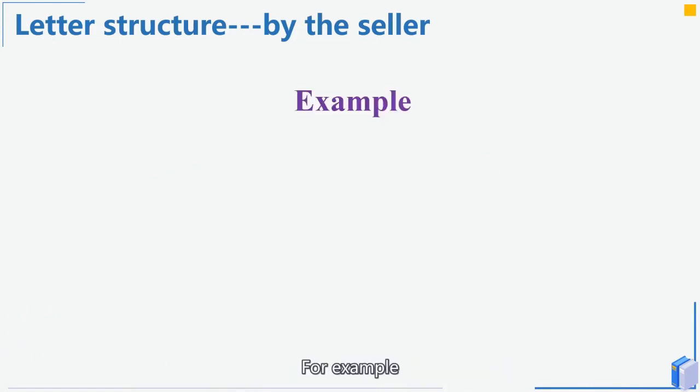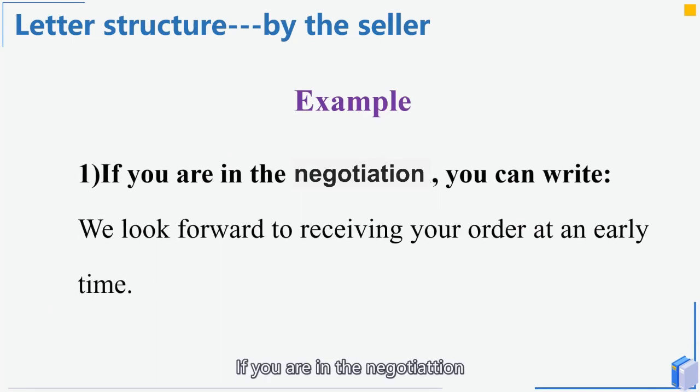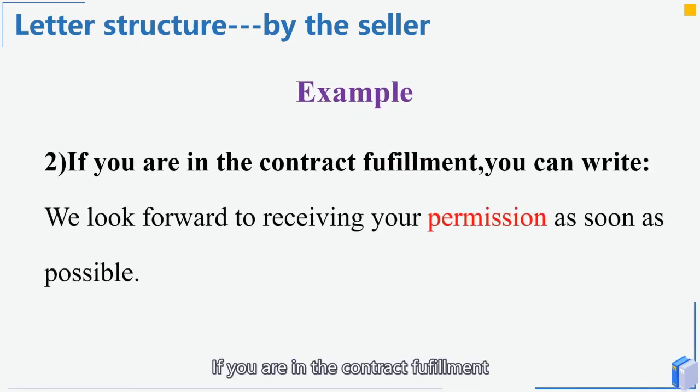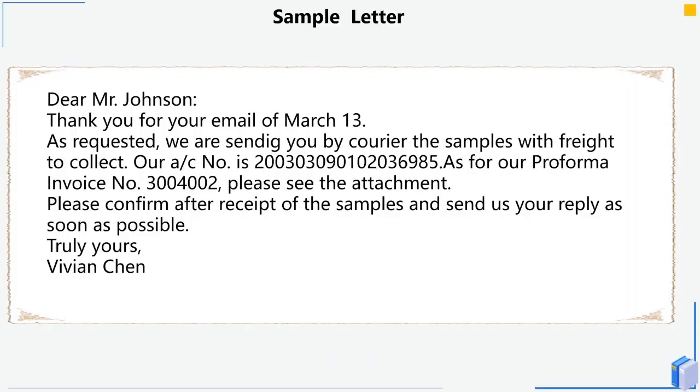For example, if you are in the negotiation, you can write, "We look forward to receiving your order at an early time." If you are in the contract fulfillment, you can write, "We look forward to receiving your permission as soon as possible." Finally, let's look at the sample letter.